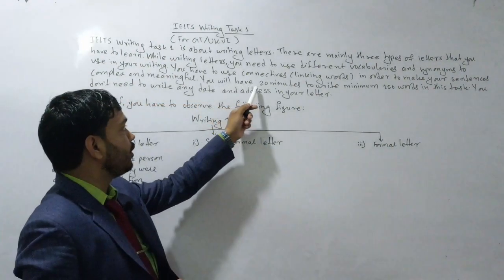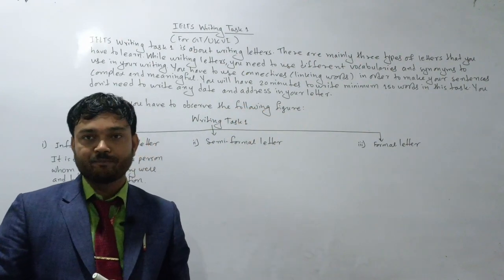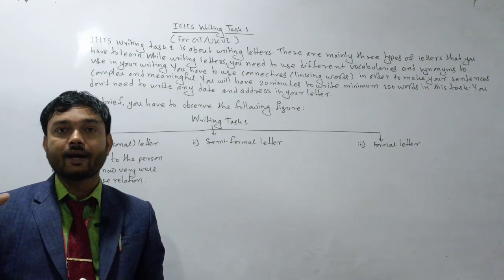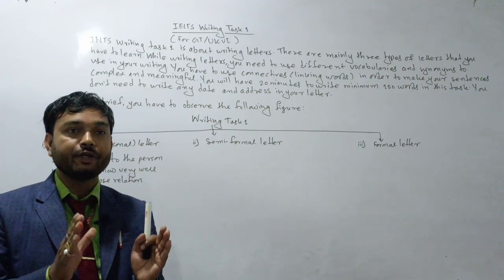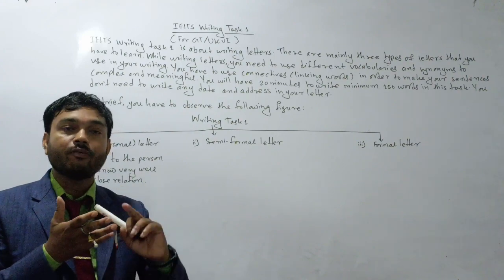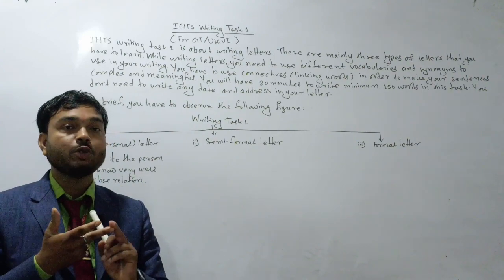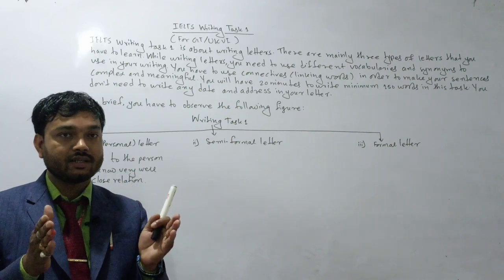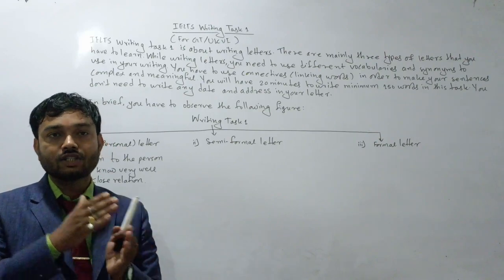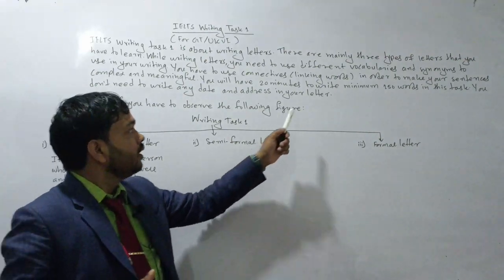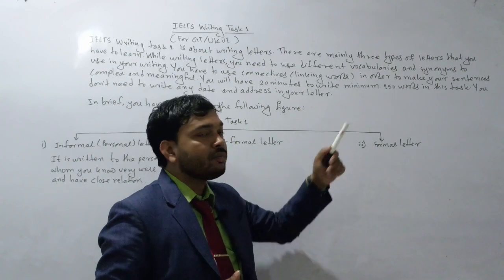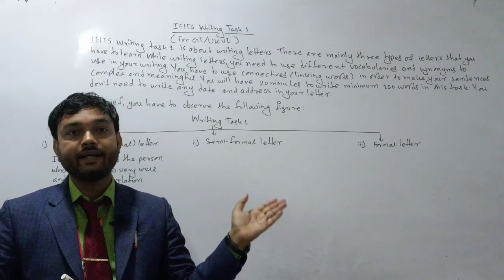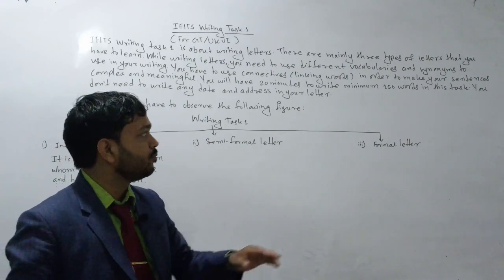Moreover, you will have just 20 minutes for writing Task 1, and Writing Task 2 is about an essay, for which you have 40 minutes. For the writing module in IELTS Academic, GT and UKVI, you have only 60 minutes, and in 60 minutes you have two tasks. Task 1 for 20 minutes, Task 2 for 40 minutes. You need to write a minimum of 150 words in Writing Task 1, and in Writing Task 2, 250 words minimum.